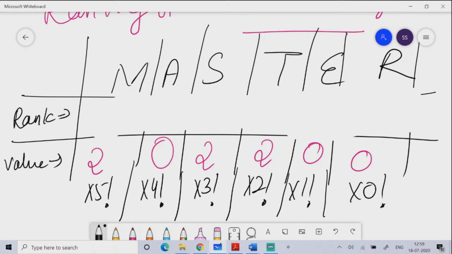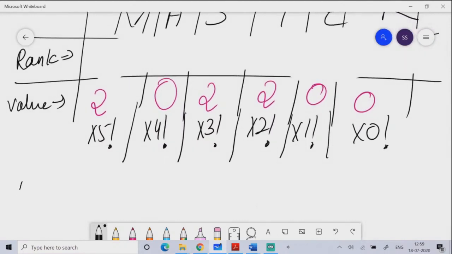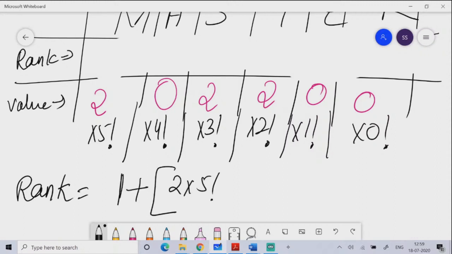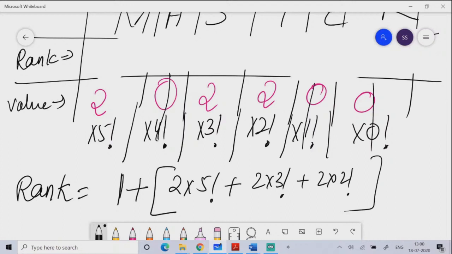Once you're done with this, whatever answer you get, add 1. That is your rank, the next number. Find this value: 2 into 5 factorial plus 2 into 3 factorial plus 2 into 2 factorial, and the rest are all 0.